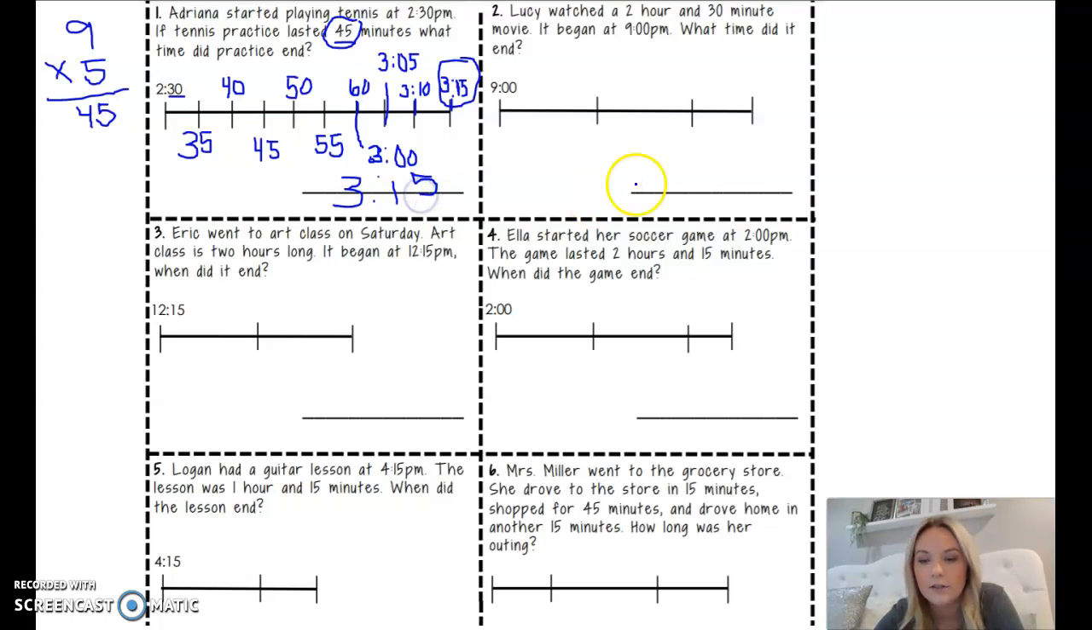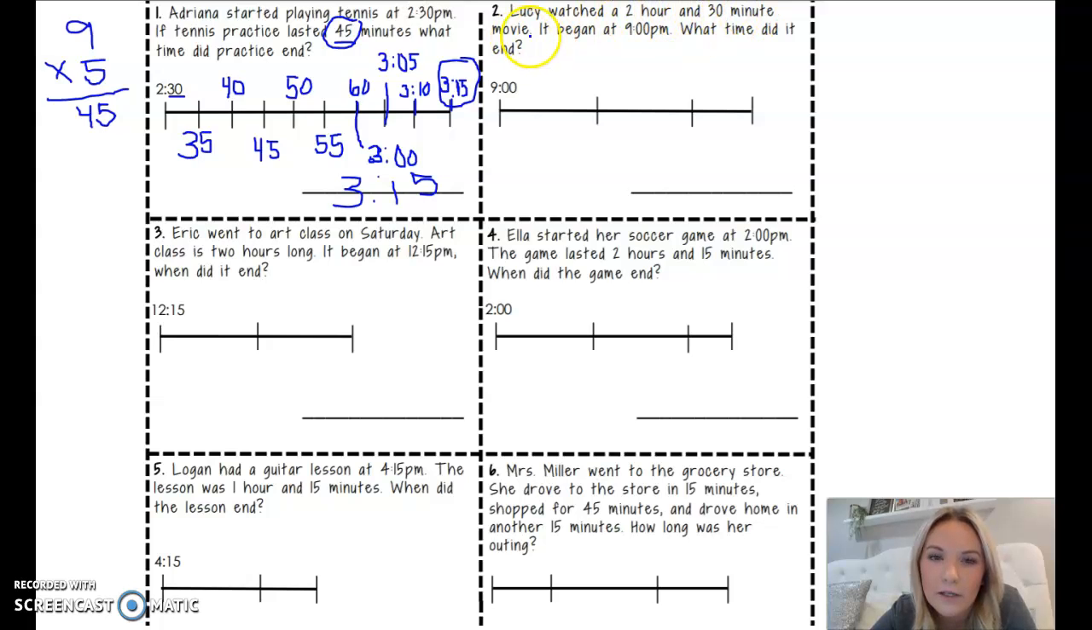Let's look at number 2. Lucy watched a 2-hour and 30-minute movie. It began at 9 p.m. What time did it end? So what time is she going to start getting ready for bed? It starts at 9. It says that it was 2 hours, so we're going to jump 1 whole hour.